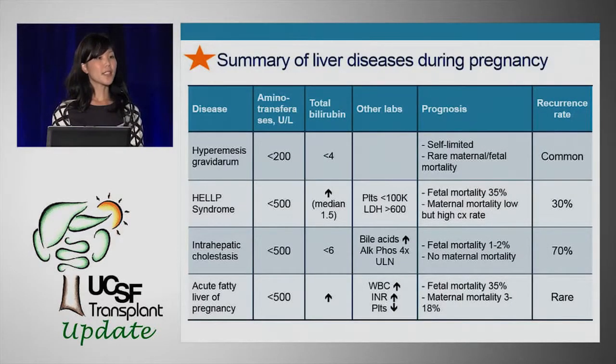This slide summarizes those 4 diseases. It's in your syllabus. It really compares the liver test abnormalities as well as the prognosis and the recurrence rate, and it's there for your reference.